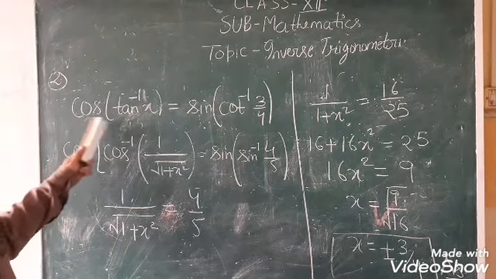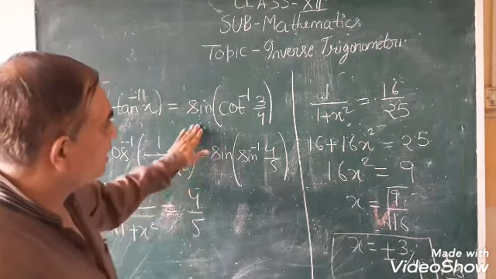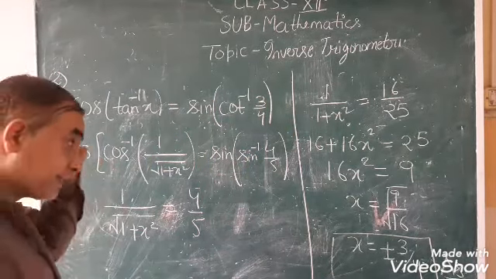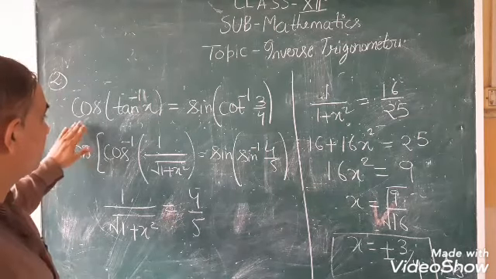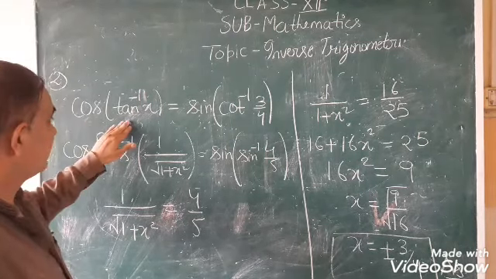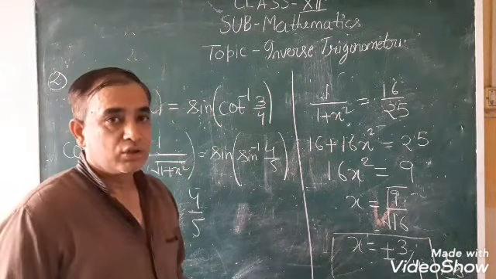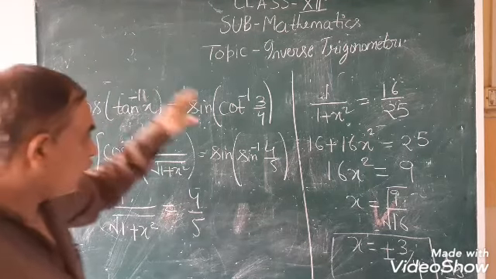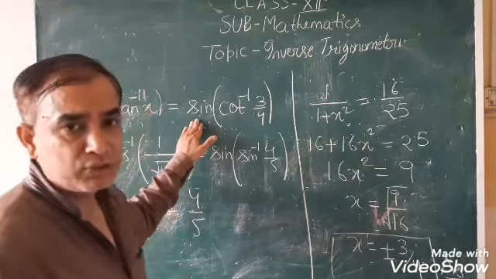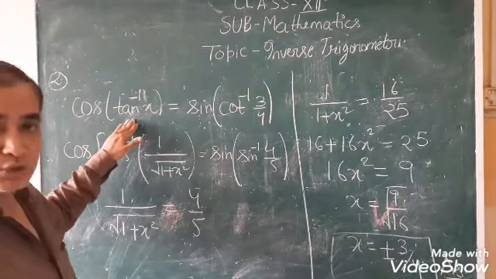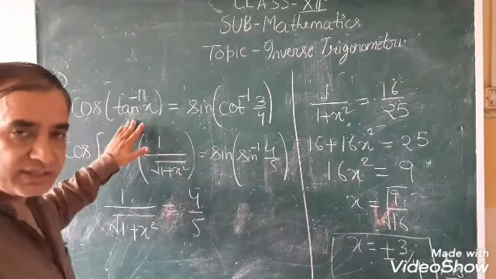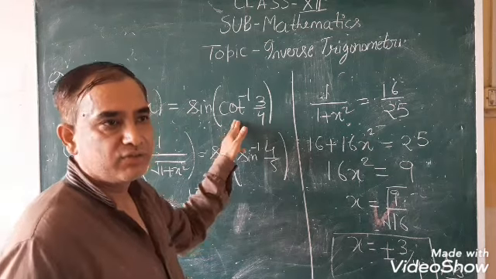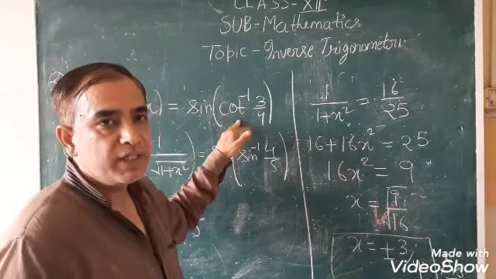The question is cos tan inverse x equal to sin cot inverse 3/4. Firstly, you see in this type of question there are two trigonometric ratios given. First is cos, and second one is tan. Here is sin and cot. So firstly you have to convert tan inverse into cos inverse and cot inverse into sin inverse. Why are we doing so? Because if we convert tan inverse into cos inverse, then cos and cos inverse will be cancelled out here. Similarly, if we convert cot inverse into sin inverse, then sin and sin inverse will be cancelled out here.